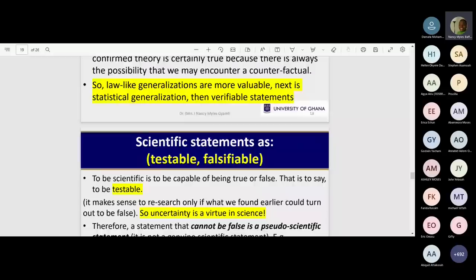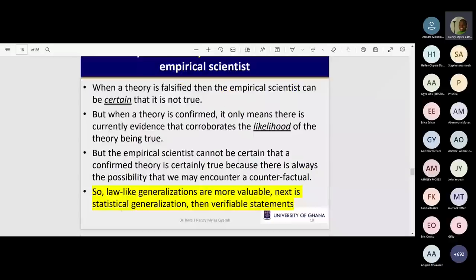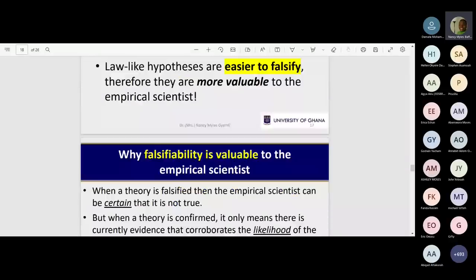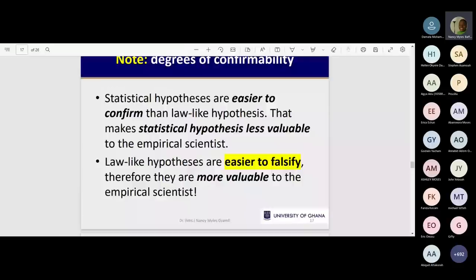A true scientist, therefore, engages in what? That kind of reasoning, and will prefer universal generalizations as more valuable than what? Statistical generalizations. And then after that one, then he or she will consider verifiable statement, which is simply put, particular statement. So you know that statements are either particular or general. Unit 6, part 1. If it is general, there are two types, statistical or the law-like one.